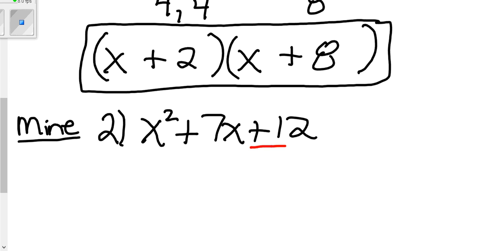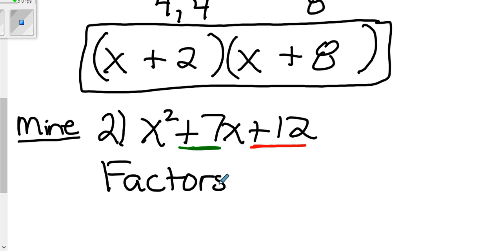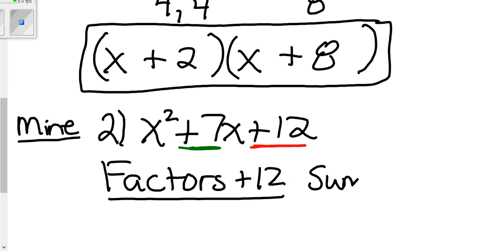So our C term is plus 12, and we're looking for our middle term plus 7. We're still using the factor sum method. All of the examples we're doing today use the factor sum method. This is the less difficult way of factoring polynomials when 1 is the coefficient of the x squared term. Just find the factors and write your answer.